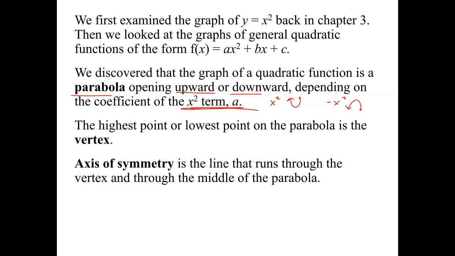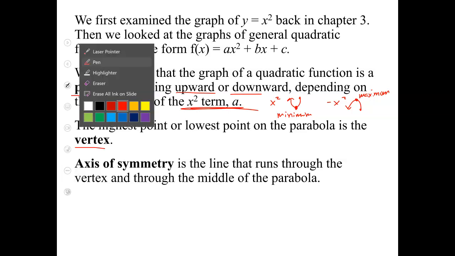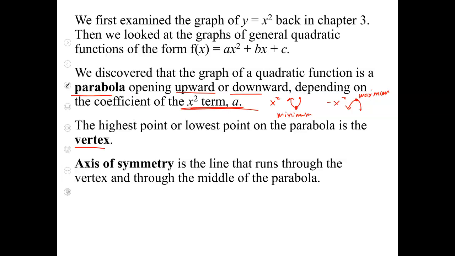The highest or lowest point of the parabola is called our vertex. When my parabola opens up, my vertex is a minimum value. When my parabola opens down, it is a maximum value. We also have the axis of symmetry, this imaginary line that runs through the vertex, and it creates a mirror image on both sides of that axis of symmetry.